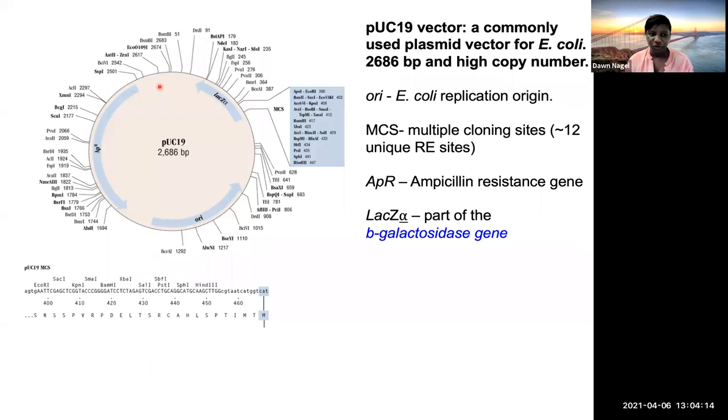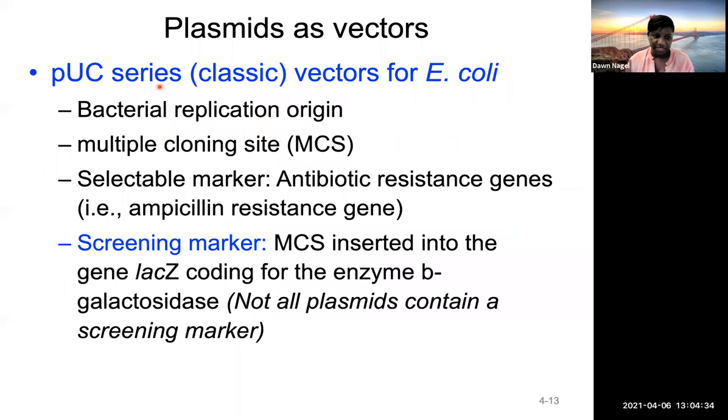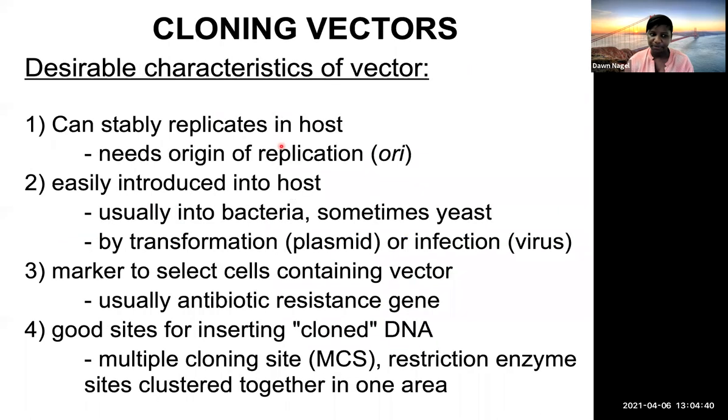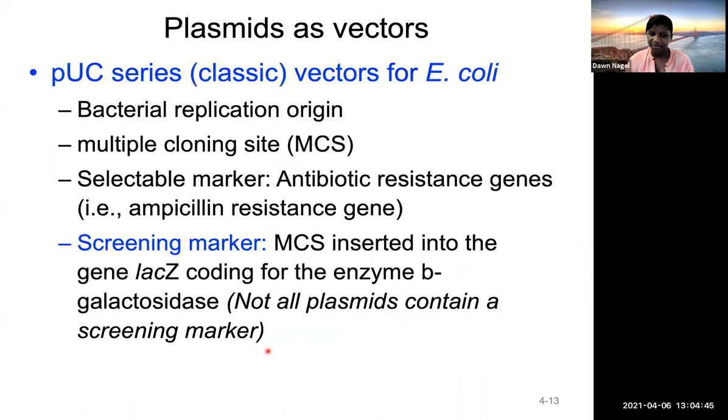So this is an image of a classic, real vector that we use in the lab, right? pUC19, it's 2,686 base pairs. So it's a pretty small vector. Some vectors can be 10,000 or more. Someone asked, the MCS is the multiple cloning site, right? This is where you're going to be putting your piece of DNA, as we mentioned back here. I'll show you a little bit more detail on that in a minute.